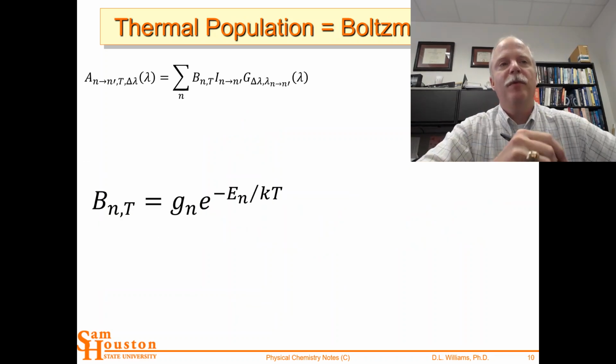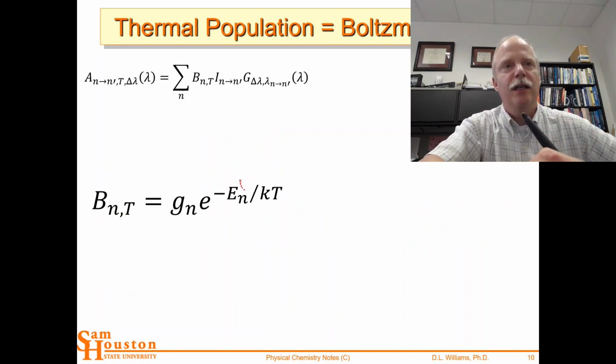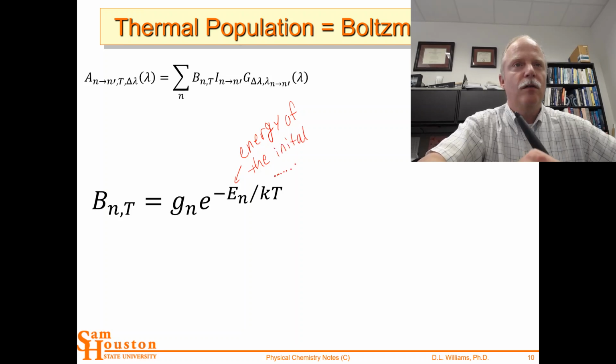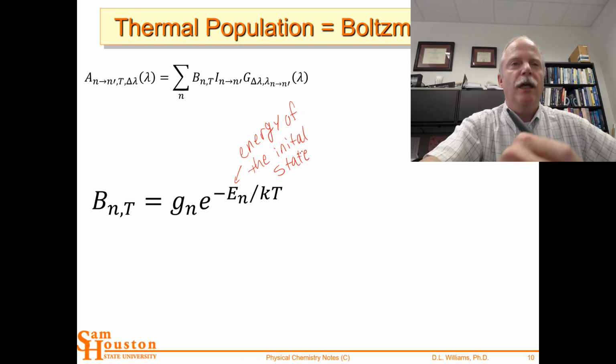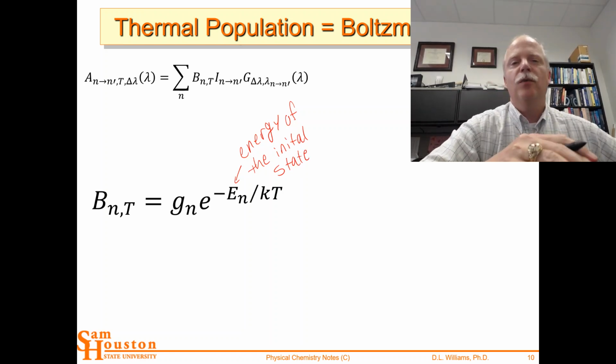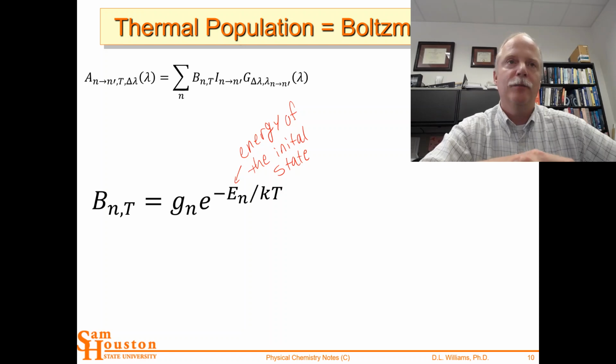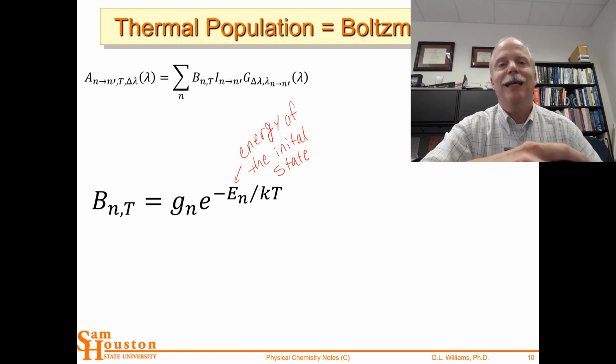Let's talk about the thermal population. This is the Boltzmann factor, and you'll notice that it relates to the energy. And so in this, notice I'm using the word initial and final, not low and high, because in an emission event, the upper state is the initial state. In an absorption event, the lower state is the initial state. And so you can't have a transition if there are no molecules in that energy level.